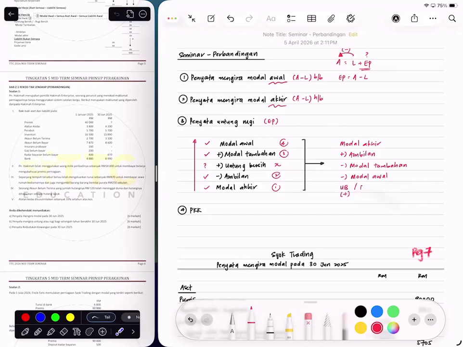If you got negative, we call it rugi per se. That's it. That's how you find out your untung or rugi per se by using kaedah perbandingan. And for some of the questions, sometimes they will need us to prepare PKK.